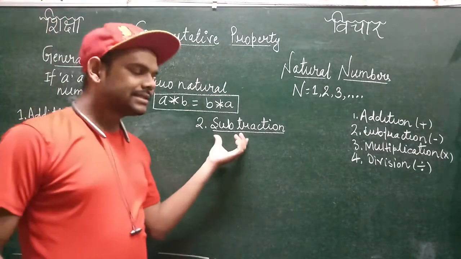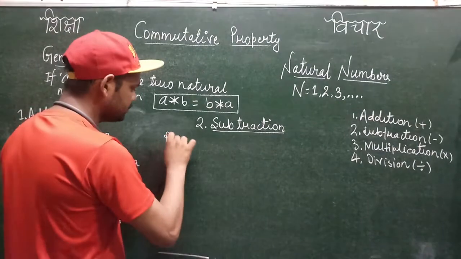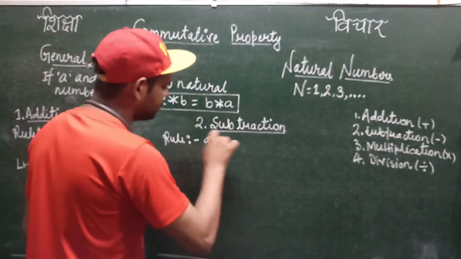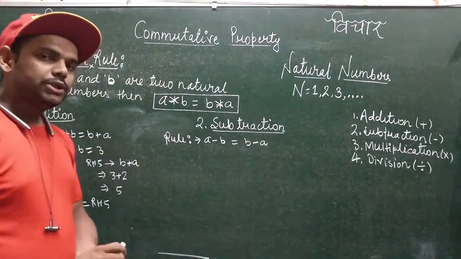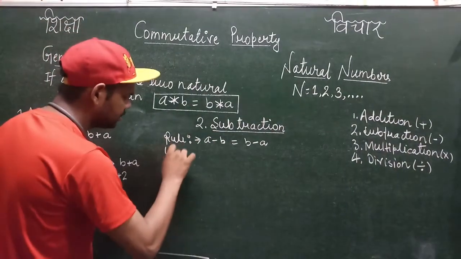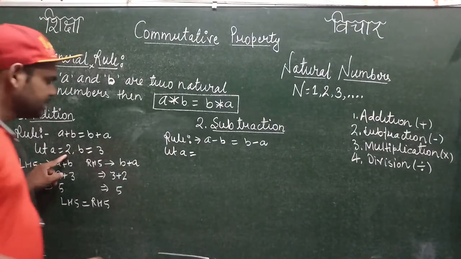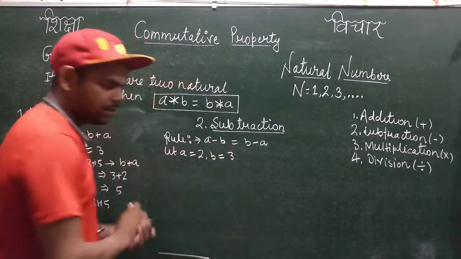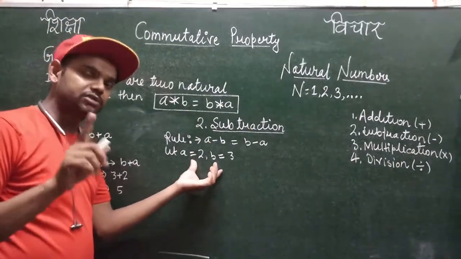Now let's discuss the second case. In the second case, the rule would be A minus B must be equal to B minus A. Now we will take two natural numbers and check the verification for this result. So let A equal 2, we can take the same numbers that we took in the first part, and B equals 3. Okay, both the numbers are natural numbers. You can take other numbers from natural numbers.